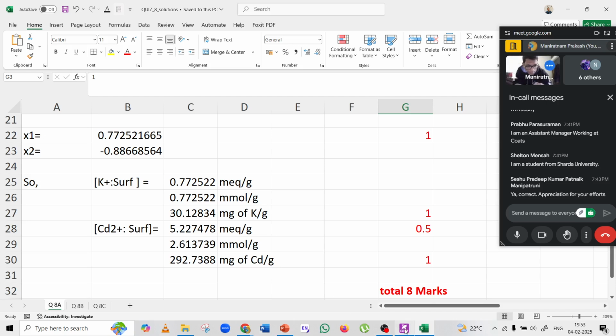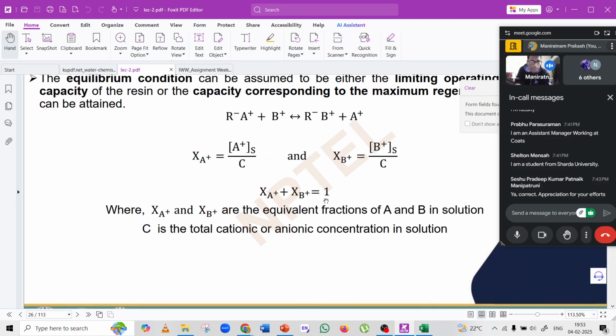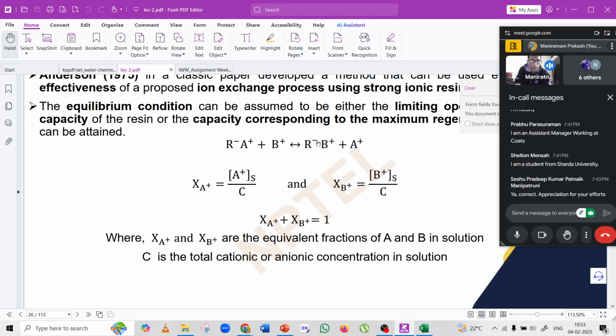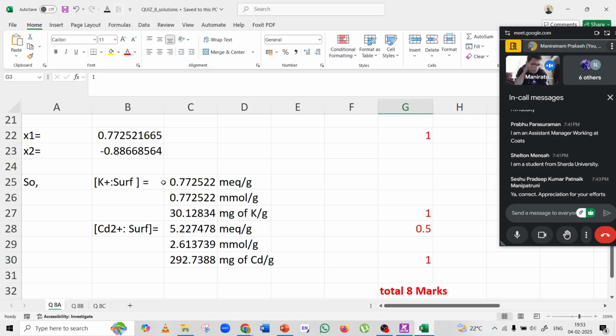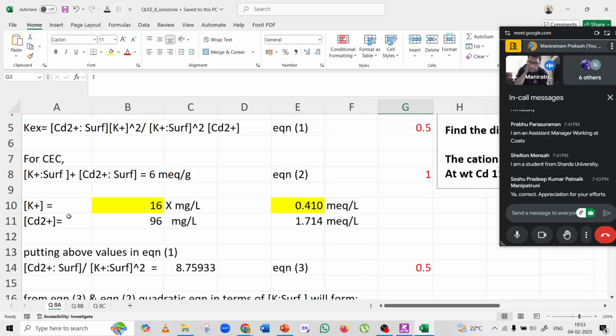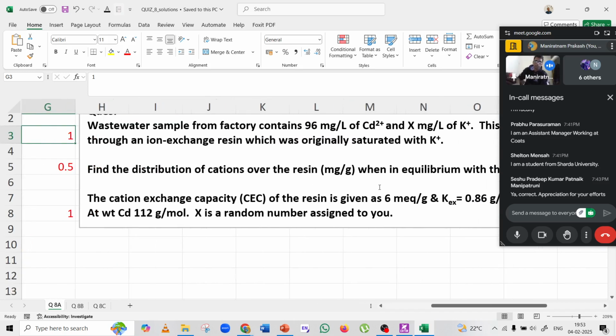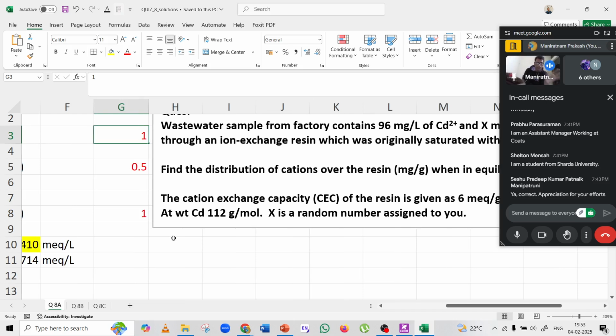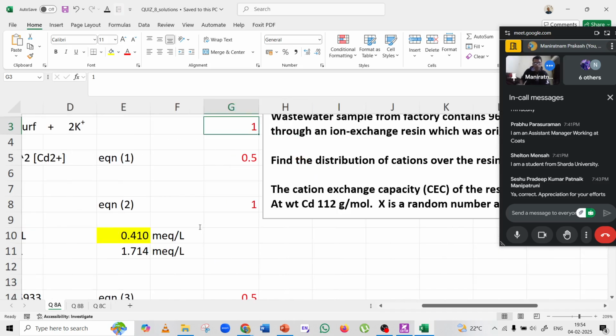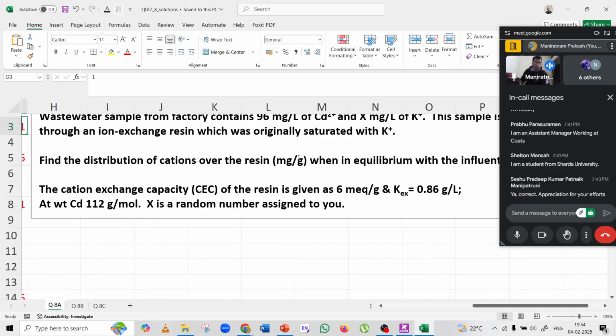This was a simple question, similar to this one only. Instead of asking for this xa and xb, they have asked you to find r minus, meaning how much contaminant has been removed, how much contaminant has been attached in the resin. The only new thing here was this CEC, that is cation exchange capacity. With time I have also forgotten it, but this is how cation exchange capacity is defined: the summation of the concentration of contaminant on the surfactant plus the concentration of ions on the surfactant, and you were asked for the concentration of cation over the resin.